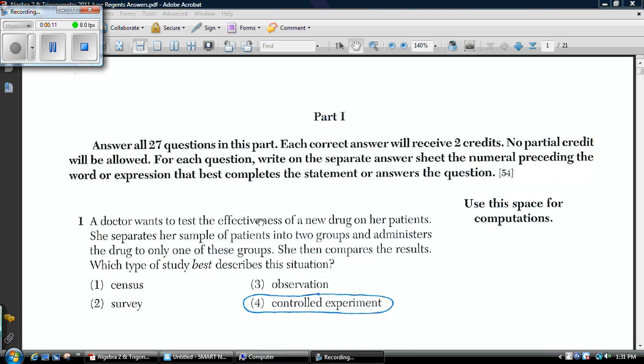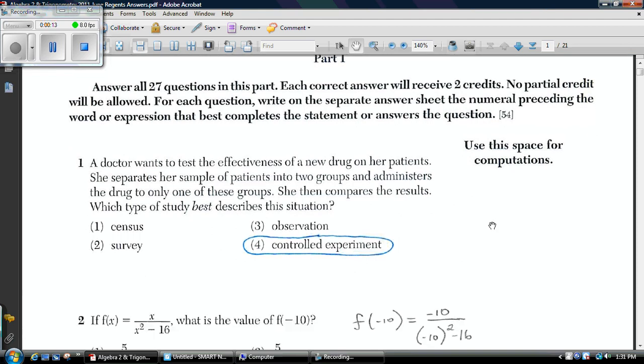So first question, a doctor wants to test the effectiveness of a new drug. She separates her sample patients into two groups. She administers the drug to only one of these groups and then compares the results. What kind of situation is it? She is doing an experiment.